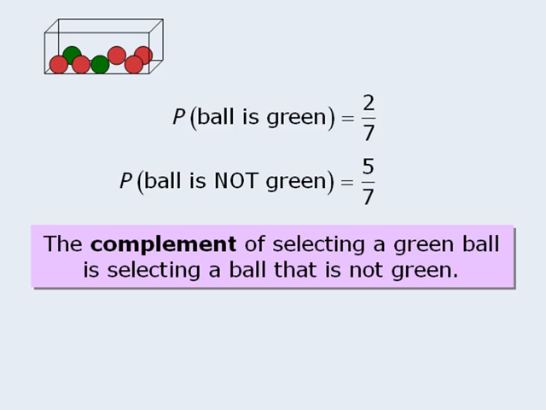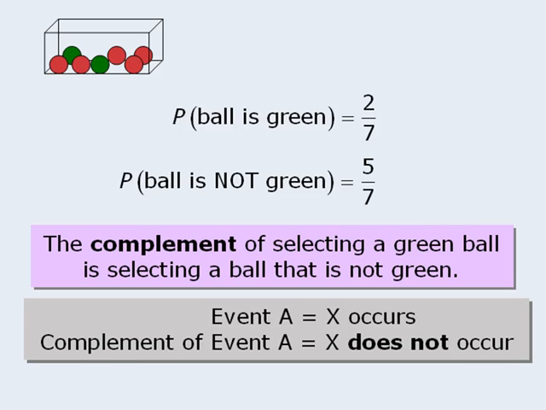Now, if selecting a green ball is an event, then the complement of that event is selecting a ball that isn't green. In general, if an event involves something occurring, then the complement of that event involves that thing not occurring. So if an event is defined as winning a race, then the complement is not winning the race.